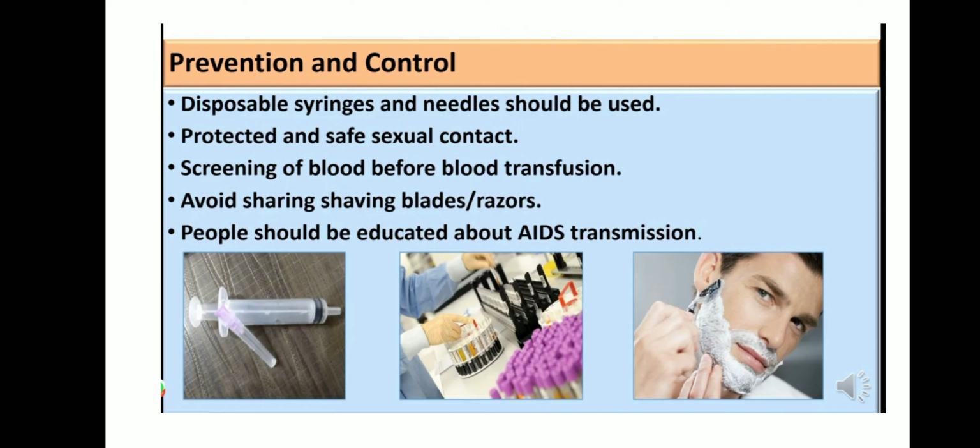Disposable syringes and needles should be used. Once used, they should be thrown away. The syringes should not be used for others. A single person has to be injected with a disposable syringe, and that should be immediately thrown away. It should not be used again. Protected and safe sexual contact. Screening of blood before blood transfusion. Avoid shaving blades or razors. People should be educated about AIDS transmission. These are the preventive measures.